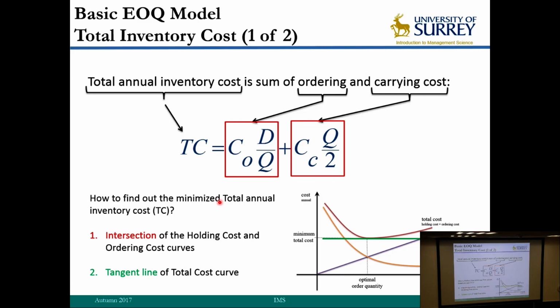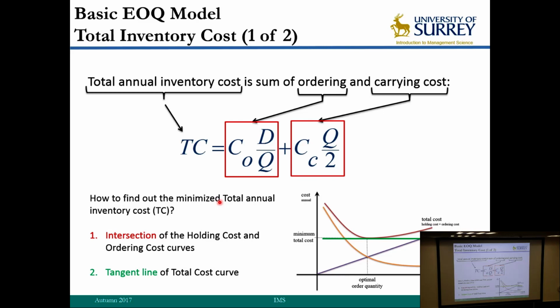Another way is we could find the tangent line. I assume you know what a tangent line is. That's the first touching point of this line and this curve. So, the tangent line of the total cost curve. For the intersection, that's pretty simple. At the intersection point, the ordering cost equals the holding cost, because they intersect. So they have the same cost at this level.